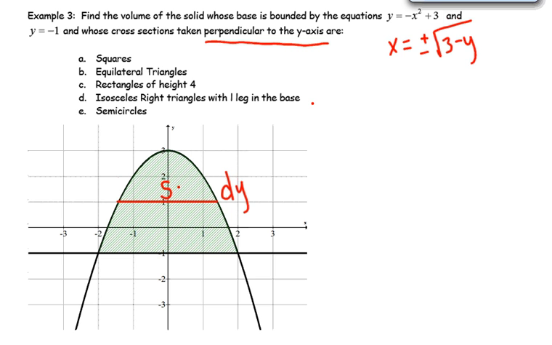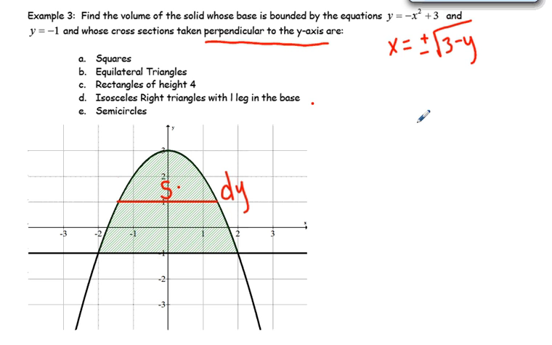Now, since we're taking perpendicular to the y-axis, you could have done this one with respect to x, and actually it would have been easier. However, they told you to do a perpendicular to the y-axis, so we have to do a dy. So since I have to do that, I have to solve for x to get my function in terms of y. So I've done that here.